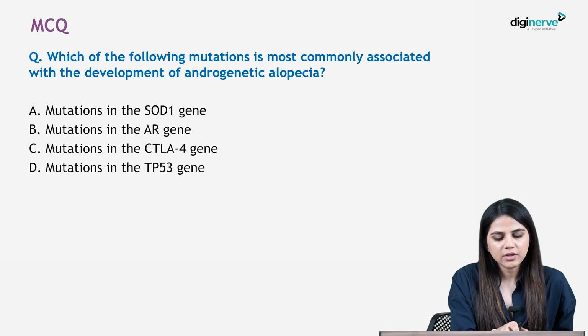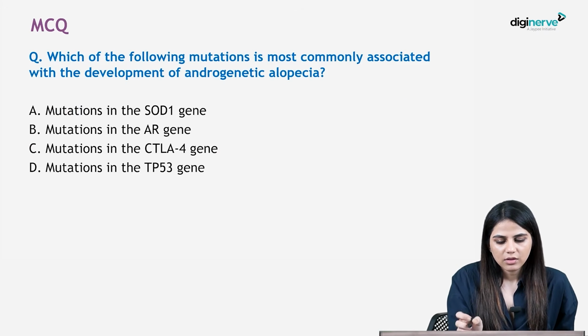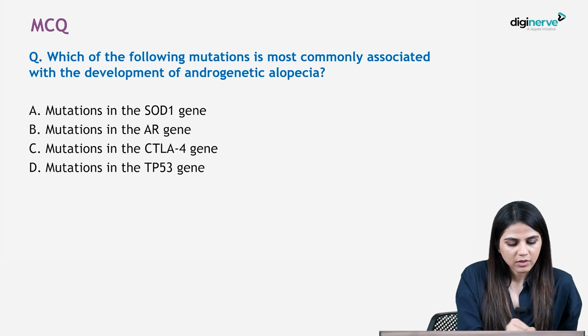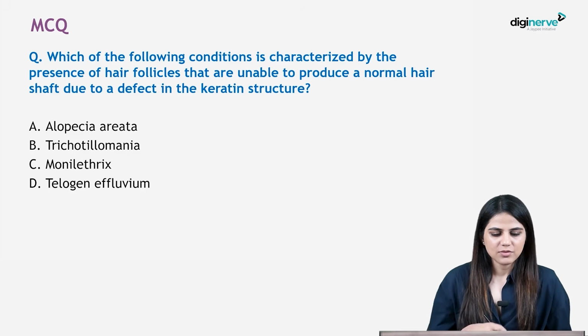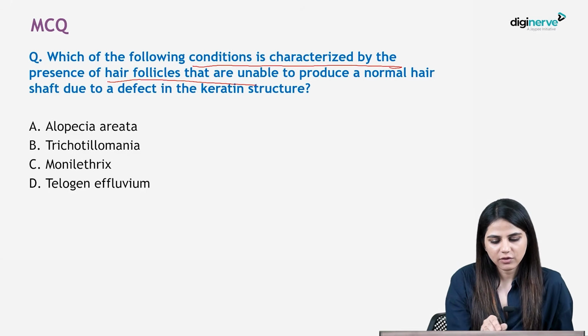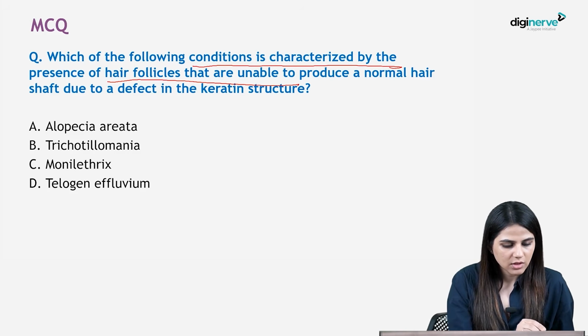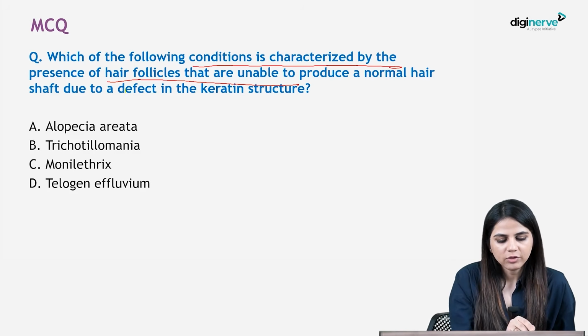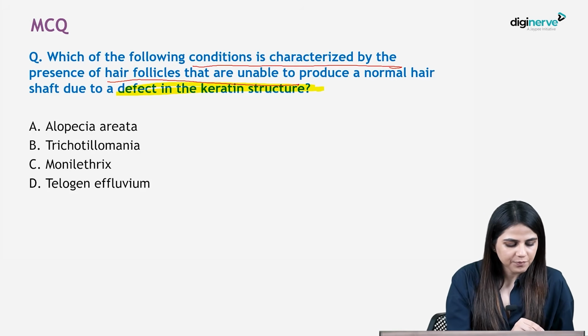Which of the following mutations is most commonly associated with development of androgenetic alopecia? Mutation in androgen receptor gene. So which of the conditions is characterized by presence of hair follicle unable to produce normal hair due to defect in keratin shaft?